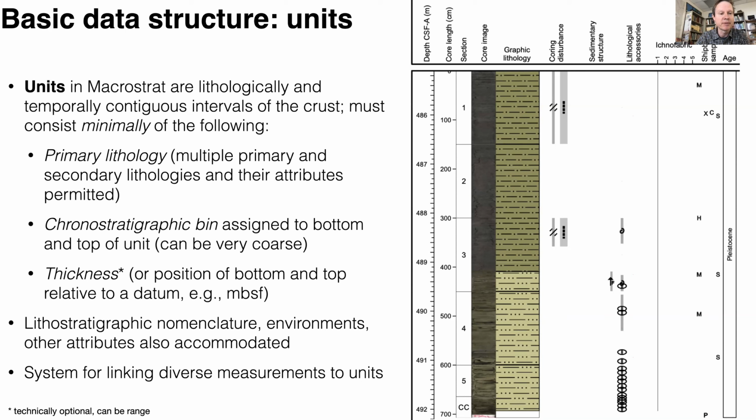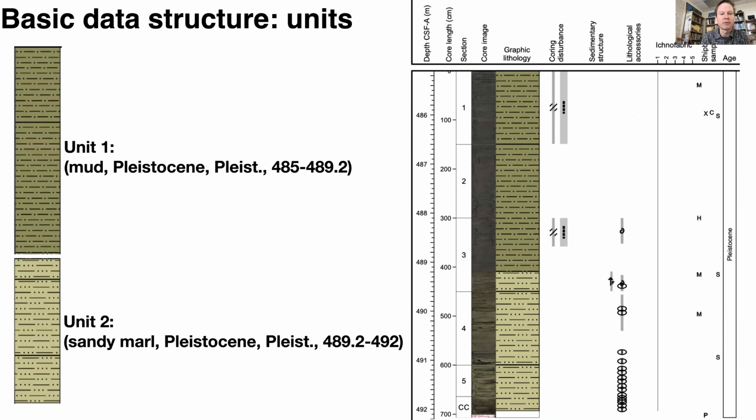I'm not going to talk much about that today, but there's a bunch of other information that could be assigned to units. But one of the features of Macrostrat is that in order to be included, the bar is very low: primary lithology, some statement of chronostratigraphic bin, and something about the length scale, the thickness scale, of the transect in question. So just to use the example on the right there, we might define two units in the denormalized representation of them. Unit one would be mud. It would have a bottom and top within the Pleistocene, would span 485 to 489.2 meters, and unit two, sandy marl, and so forth.